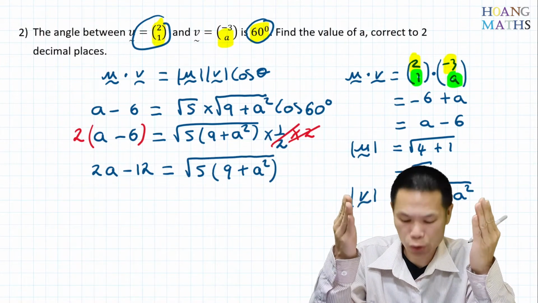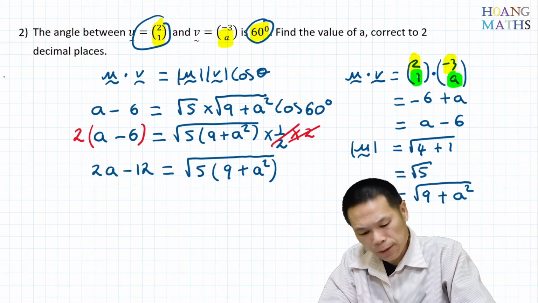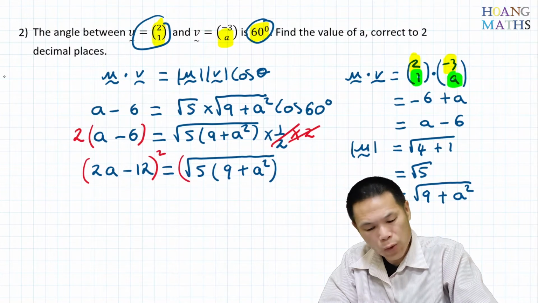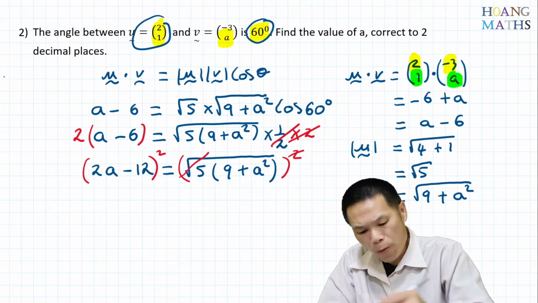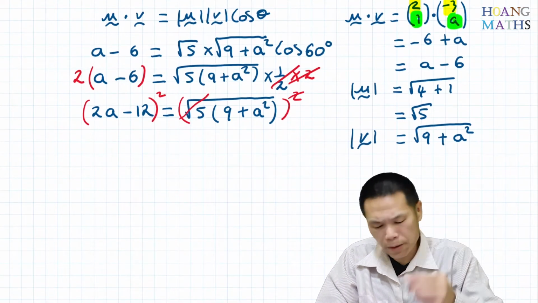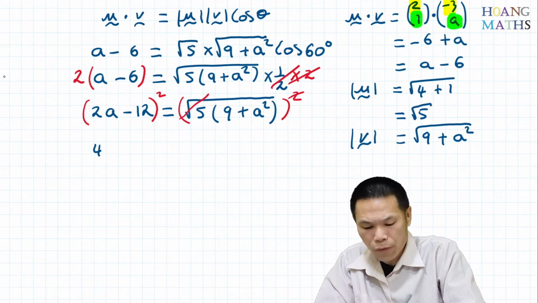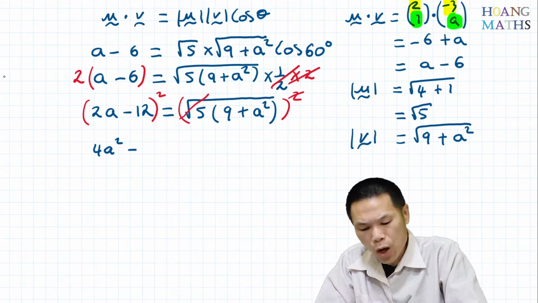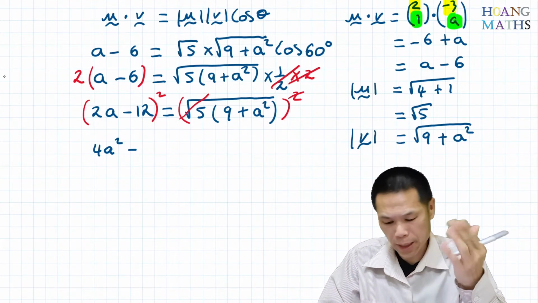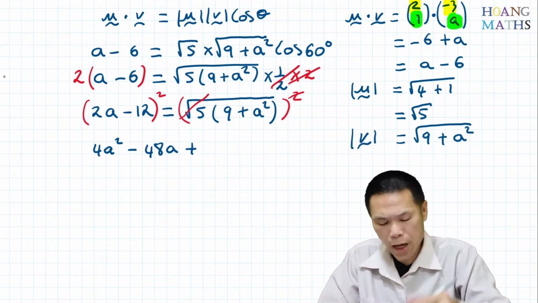So let me just get rid of the square root by squaring both sides, okay? So if I square this, and I square this, and this will cancel with the square root. So to square the left hand side, we just go (2a) squared, that gives me 4a squared. And then minus 2 times 12 is 24, and we double it, okay? So that will give me 48a. And plus 12 squared is 144.